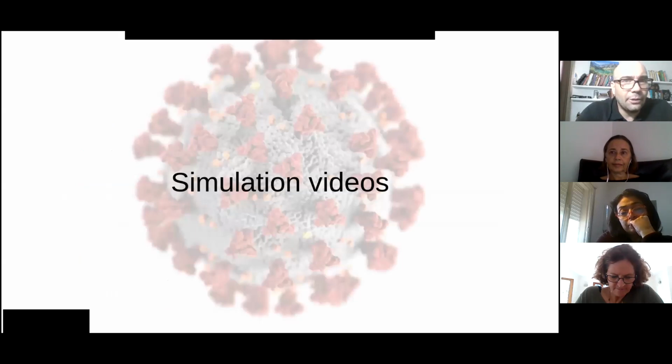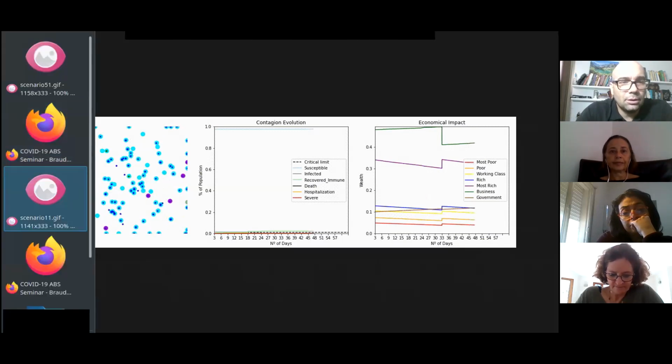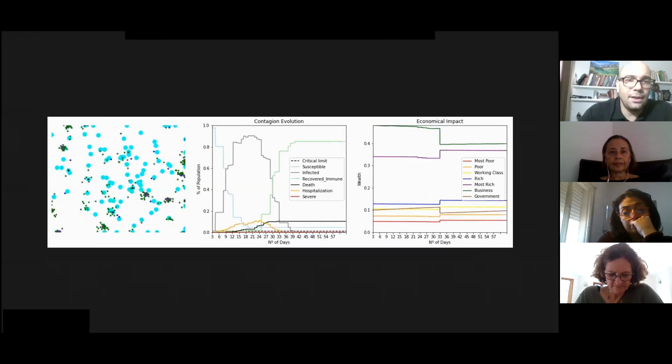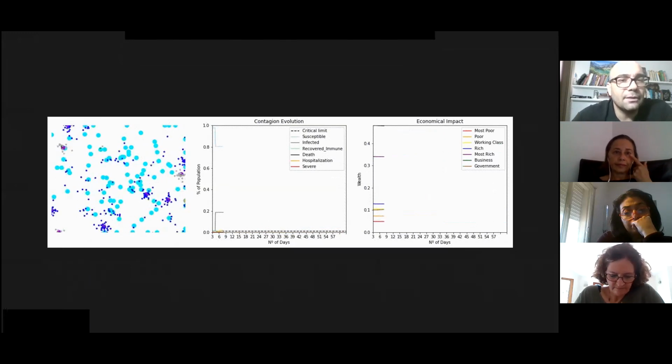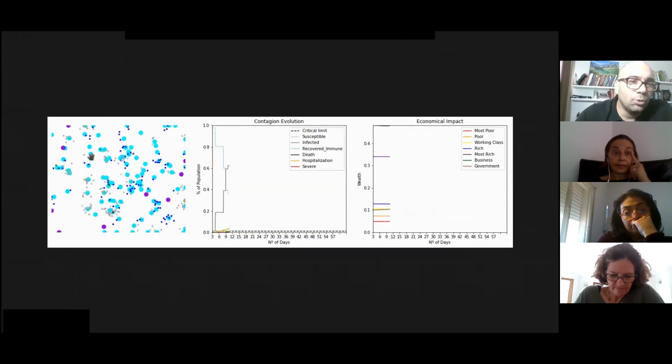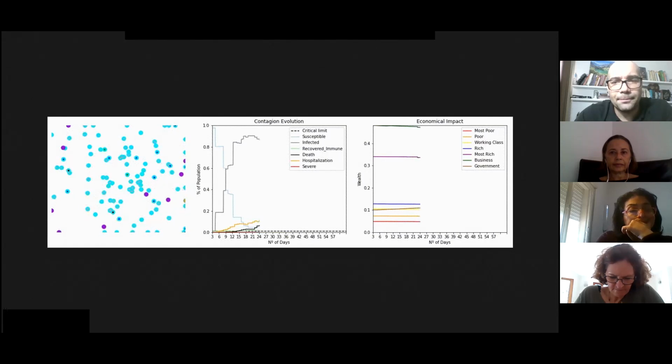So I will change to a video here showing all the other video. You can see here how the agents walk freely over the shared environment. The blue dots are houses, the purple dots are business, and you see that people walk from house to the business. The blue dots are infected people, the gray dots are susceptible people, and the black dots are dead people.